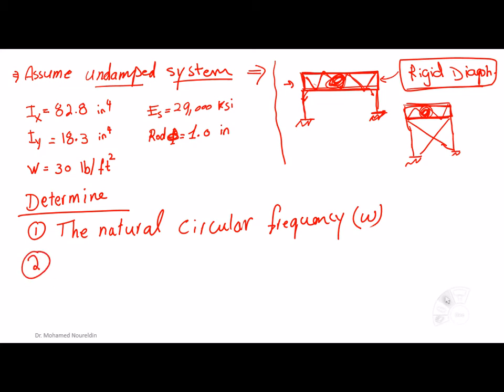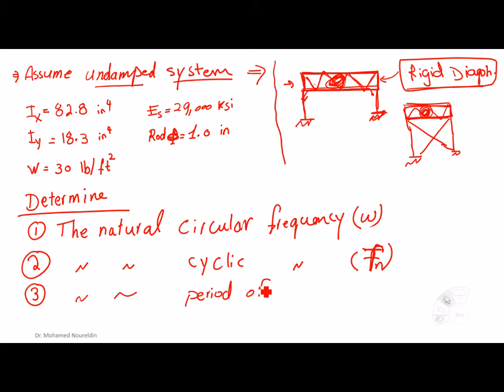And number two, we need to know the natural cyclic frequency, Fn, and the natural period T of the system, and they are dependent on one another. And three, we need to know the natural period of vibration.